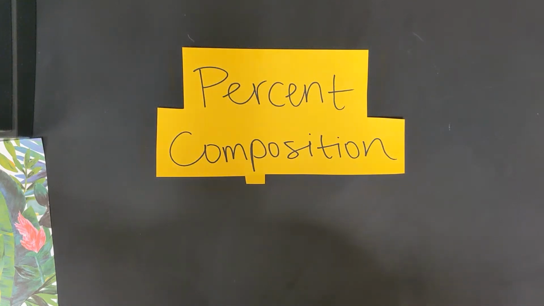In this video, we're going to look at percent composition. But what is percent composition? Well, percent composition tells us the percent by mass of each element that makes up a compound. And we can find this through an equation or a formula.